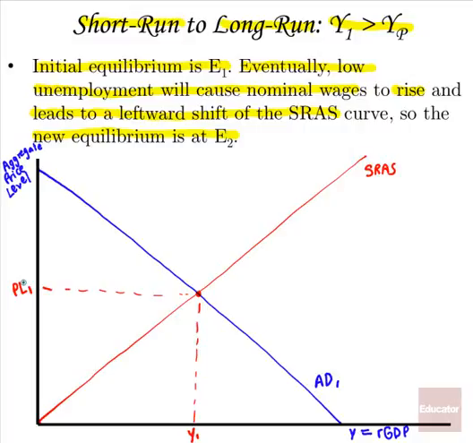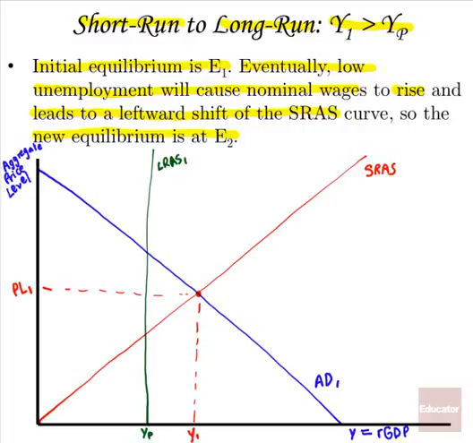Now, if Y1 is greater than the potential output, then Y1 is going to be to the right of YP. So what you would have is the LRAS right here. So this would be the LRAS, and this would be YP, Y potential.